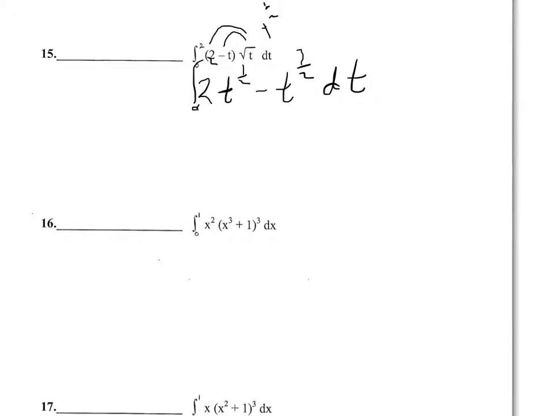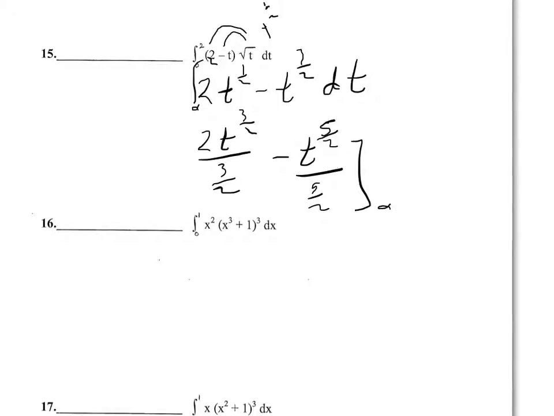So 2t to the 1/2 should be 2 t to the 3/2 over 3/2 minus t to the 5/2 over 5/2, and we'll go from 0 to 2. Okay, doing a little simplification here, we should end up with 4/3 t to the 3/2 minus 2/5 t to the 5/2, and we'll still go from 0 to 2.